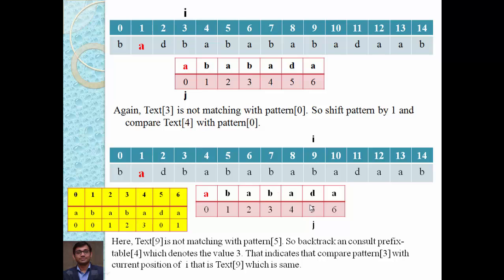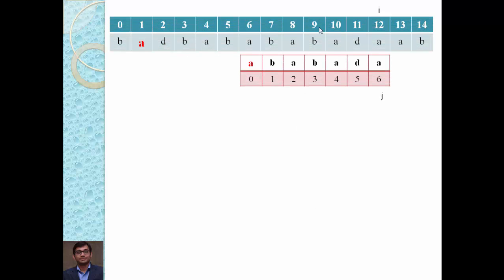Accordingly, we have to shift our pattern. So we have to shift like that, and we have to compare ninth index of our text with third index of our pattern. So we have to compare B with B, both are equal, A both are equal, D both are equal, A both are equal. It means that all the characters are equal. It means that matching is found.